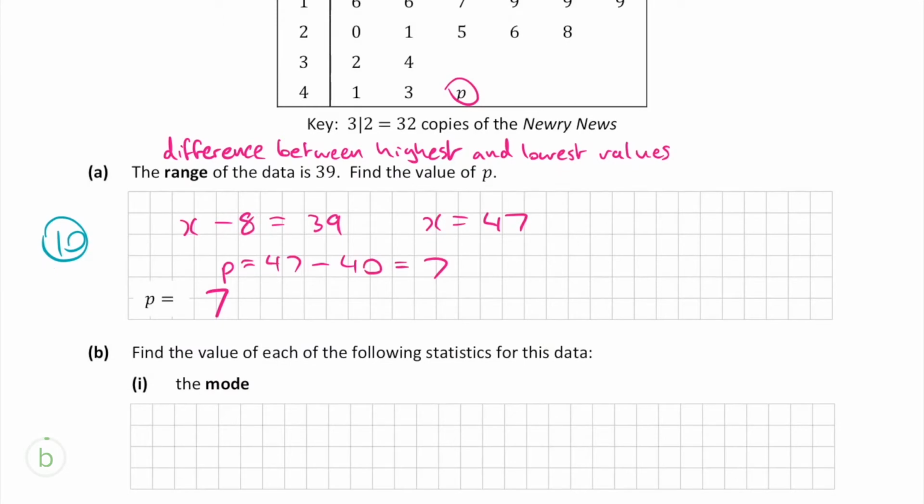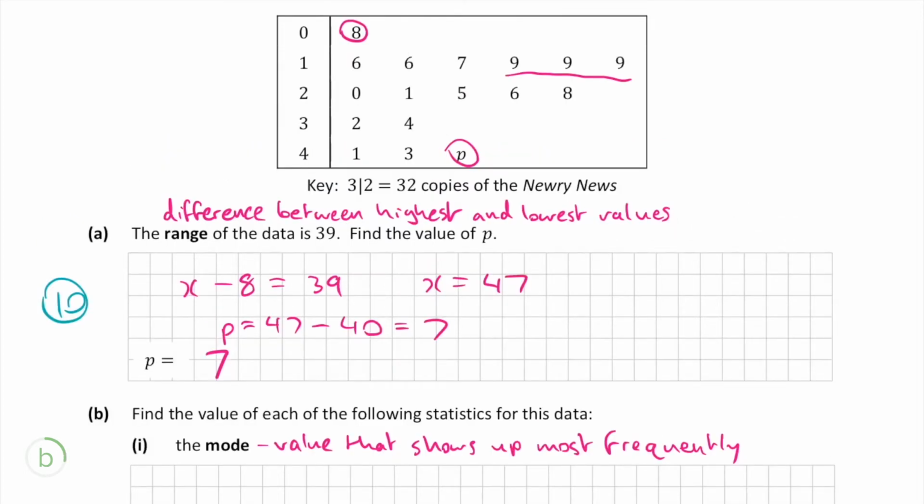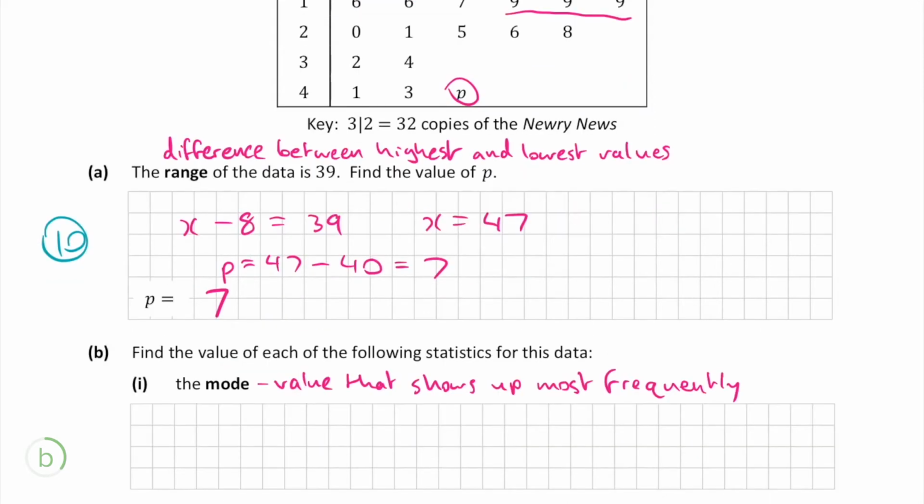Moving on to B part 1, we have to find the mode of this data. The definition of mode is the value that shows up the most frequently in the set of data. So to work this out, we just need to look at our stem and leaf plot. When we do this, we can see that the value 19 shows up 3 times in a row. This is the most frequent value in the data, so it must be our mode.